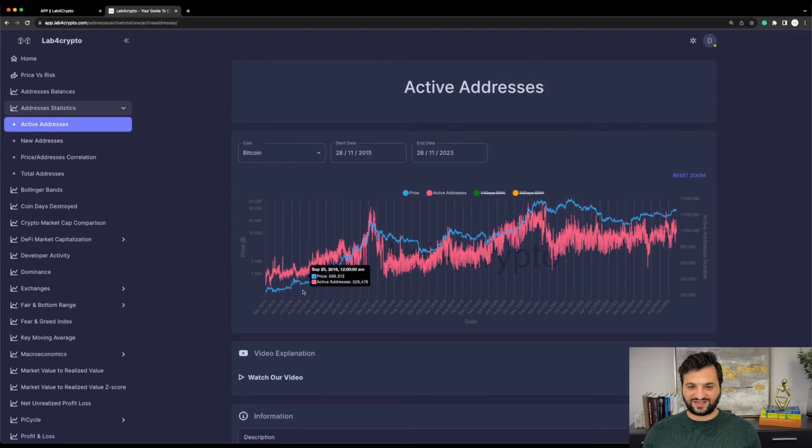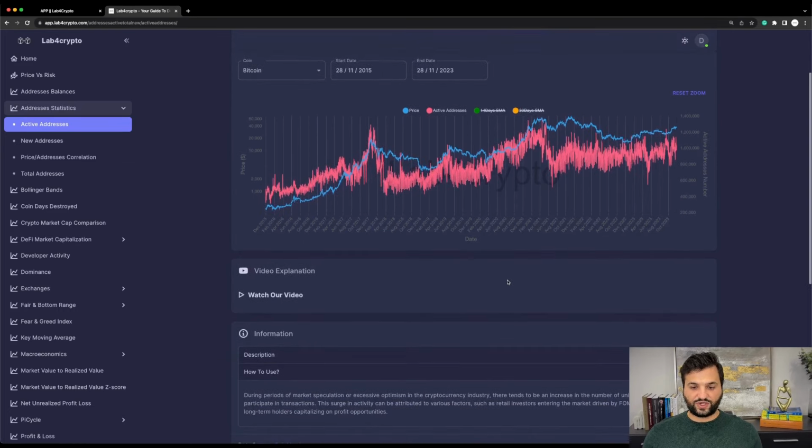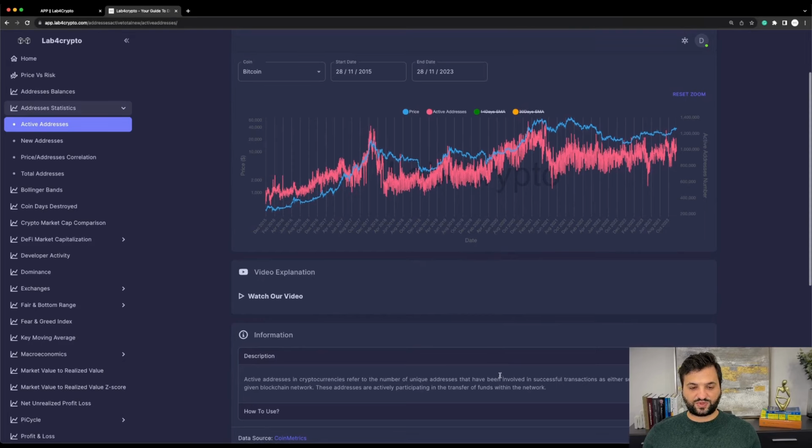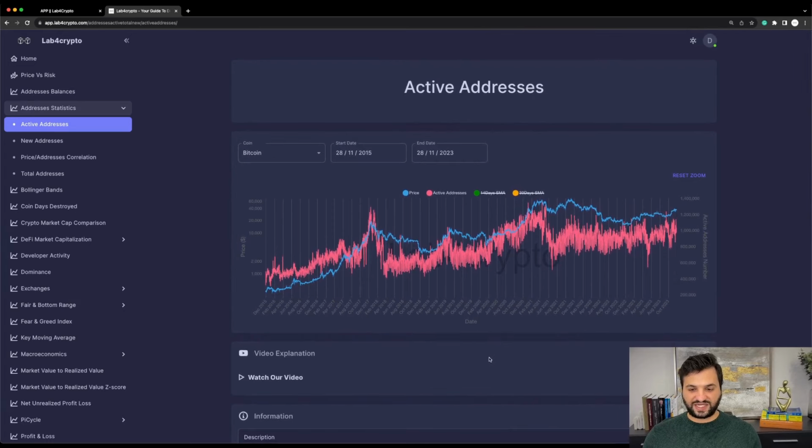But before we observe the graph in front of us and make some assumptions, first let's define what the active addresses definition is. If we go to the platform, to the description part, we will see that active addresses is the number of unique addresses that have been involved in successful transactions as either senders or receivers. And in short, what that means, I will show you with a quick slide that I have prepared.